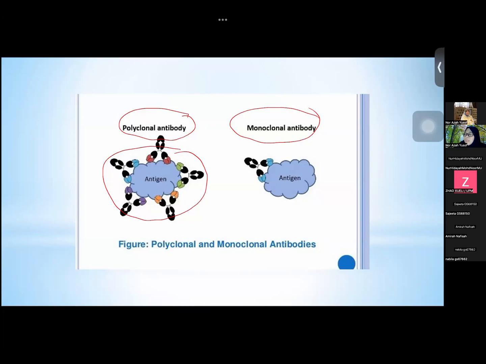But monoclonal antibody is very specific. It really targets a specific epitope on the surface of the antigen. So that is polyclonal and monoclonal antibody. Of course, monoclonal is more expensive and difficult to prepare and produce, but since it is very specific, it is much more useful because of the specificity. Polyclonal is a bit more general, because it reacts with many epitopes of the antigen.